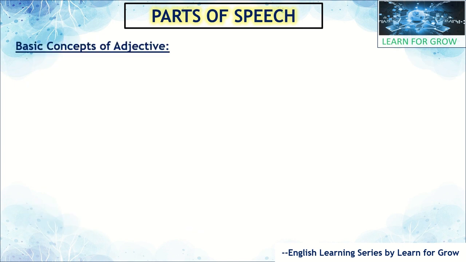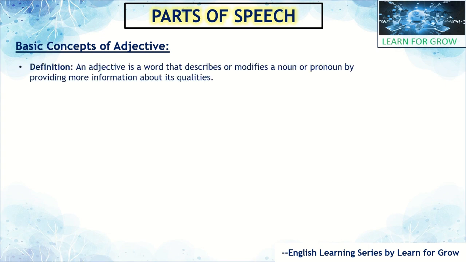Then next, move to the basic concept of adjectives. So here please give your 100% attention. Here I am giving a very basic concept. You have to understand it, and it will be understood because it is very easy. See here, the definition. An adjective is a word that describes or modifies a noun or pronoun by providing more information about its qualities. As I said earlier, an adjective describes and modifies a noun or pronoun, providing more information, right?